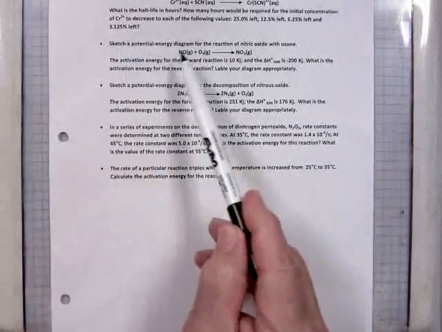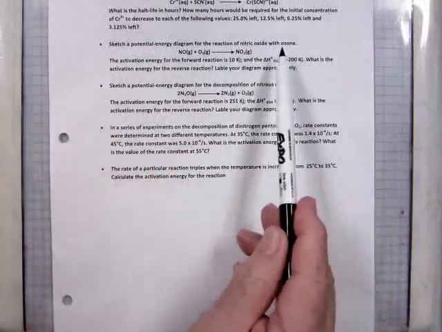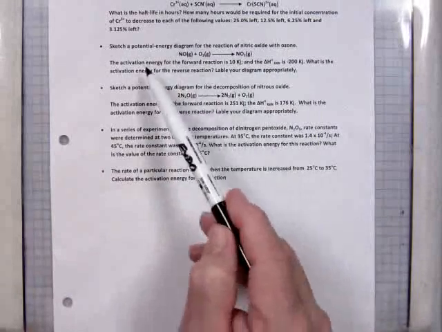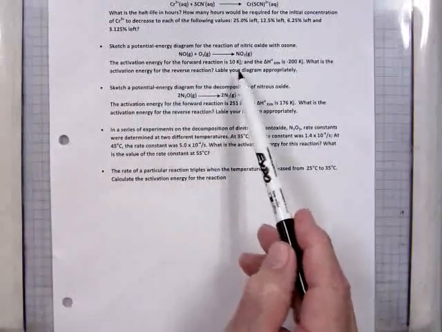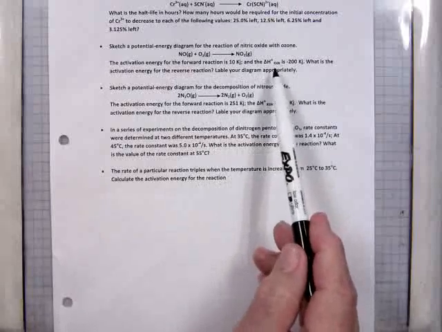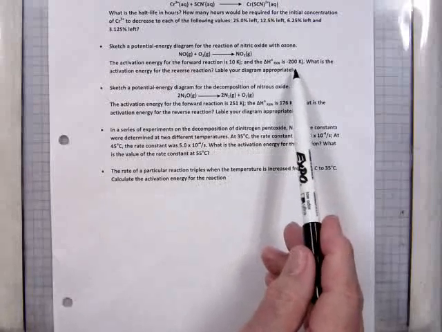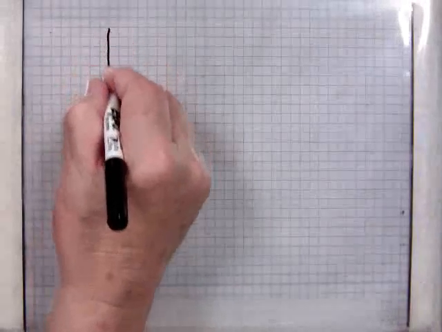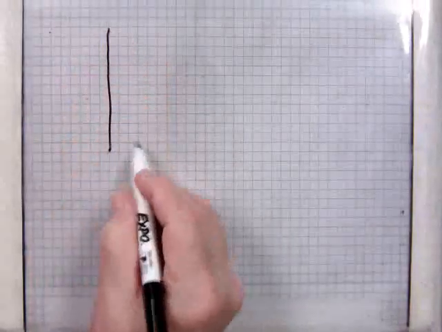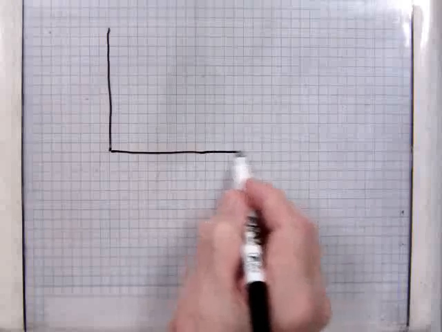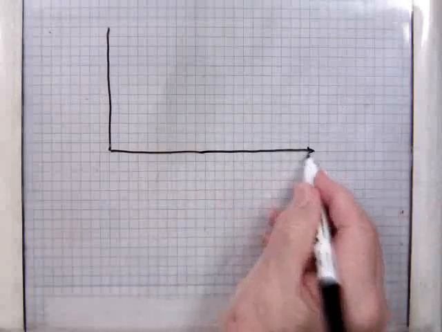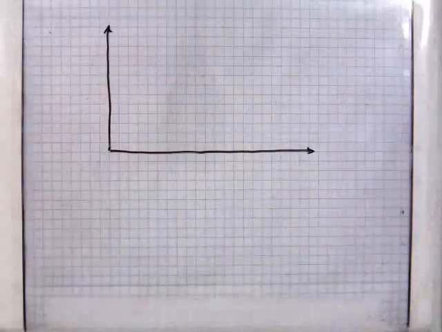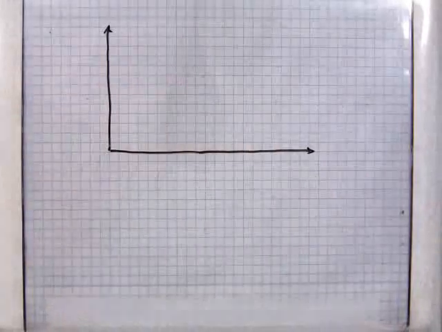Sketch a potential energy diagram for this nitric oxide ozone reaction here. The activation energy for the forward reaction is 10 kilojoules, and the delta H of the reaction is a minus 200. What is the activation energy for the reverse reaction? So for this problem, you start out with recognizing this is an exothermic reaction. And how you draw this is irrelevant, just as long as the products are below the reactants.